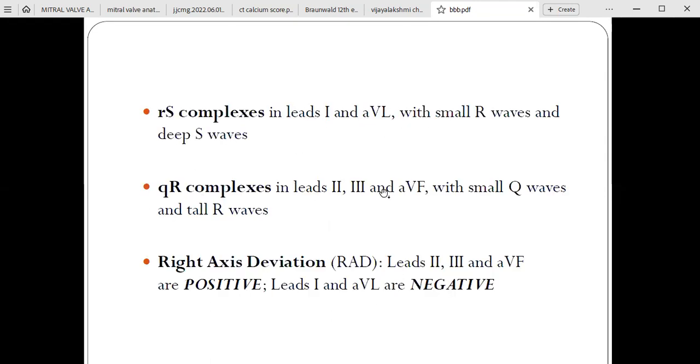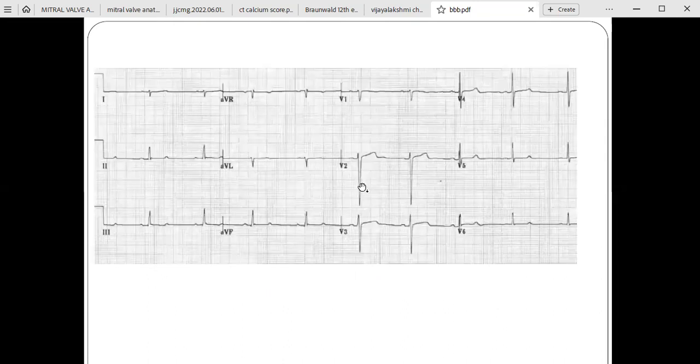The feature is a small R in lead 1 and AVL, a dominant R wave in leads 2, 3 and AVF, and then right axis deviation, suggestive of what is called left posterior fascicular block. So you can see here in leads 2, 3, AVF there is a positive R wave, and there is only a small R wave in lead 1 and AVL, and this is suggestive of left posterior fascicular block.